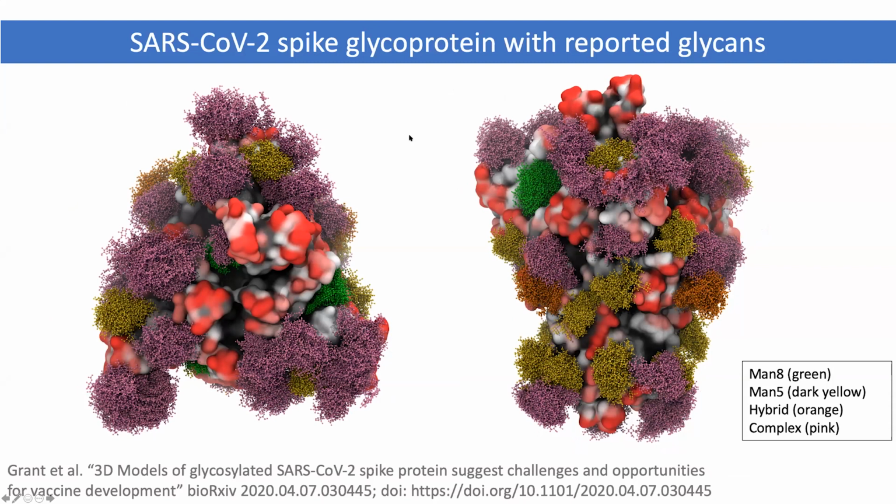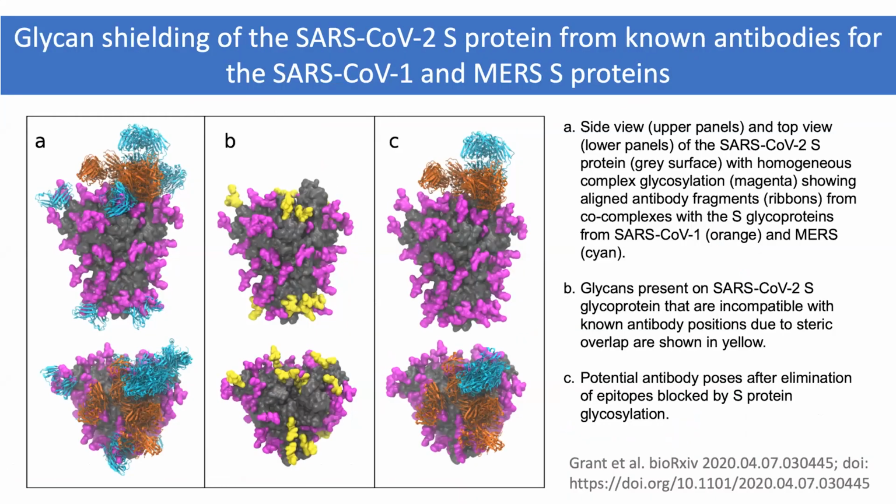Okay. But we would like to see how this relates to antibodies. So the first thing we did was take a single structure from this, and there are several co-complexes from SARS coronavirus 1 and the MERS coronavirus that have been co-crystallized with known antibodies. So we aligned the SARS and MERS spike protein on the spike protein from SARS-CoV-2 just to see where the antibodies might be located, right? Where the epitopes were that they might target.